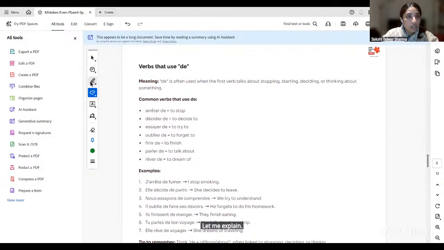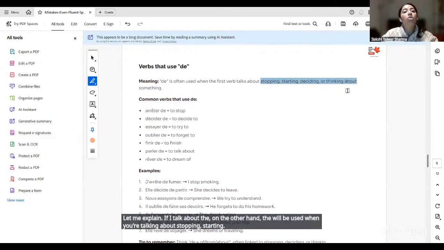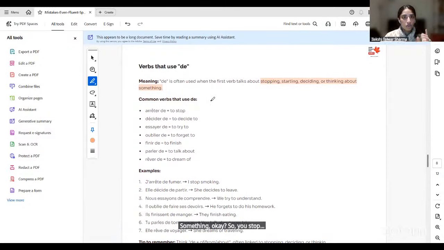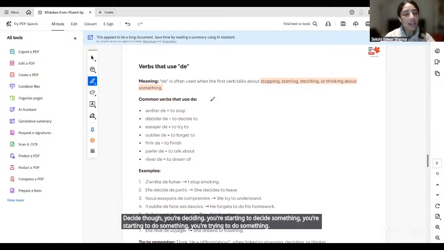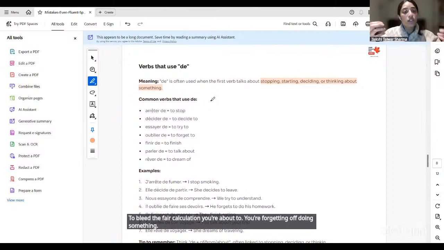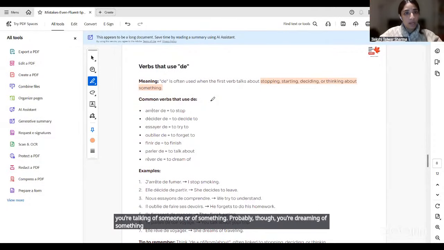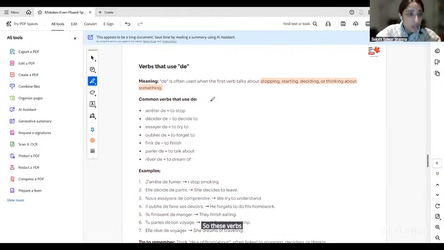If I talk about de, on the other hand, de will be used when you're talking about stopping, starting, deciding, thinking about something or of something. Okay? So arrêter de, you're stopping. Décider de, you're deciding. Essayer de, you're trying to do something. Oublier de faire quelque chose, you're forgetting of doing something. Finir de, parler de, you're talking of someone or of something. Rêver de, you're dreaming of something or of someone. So these verbs will always follow de.